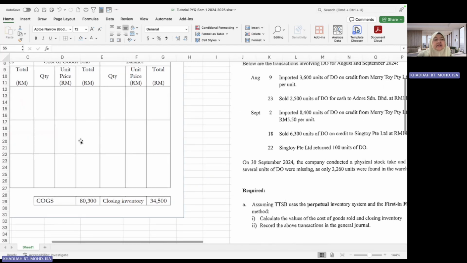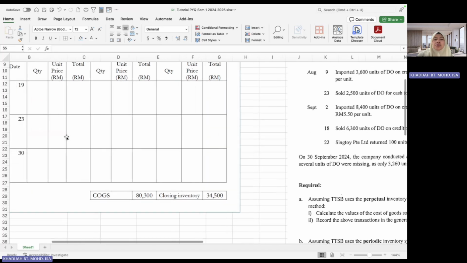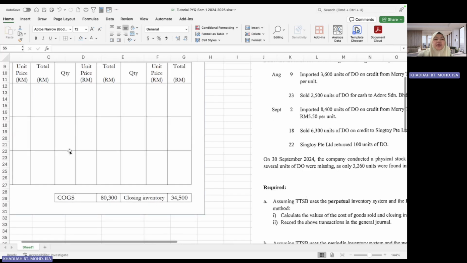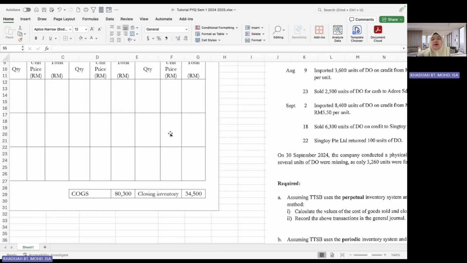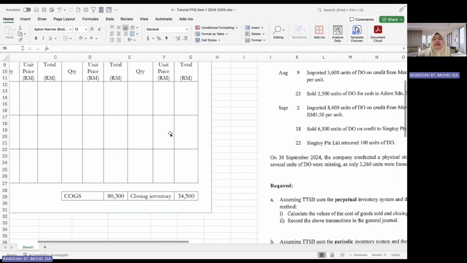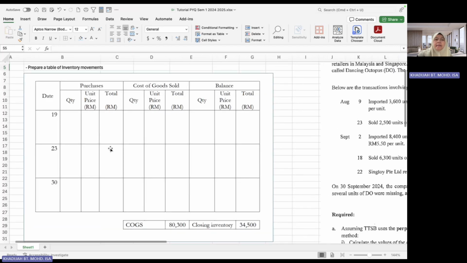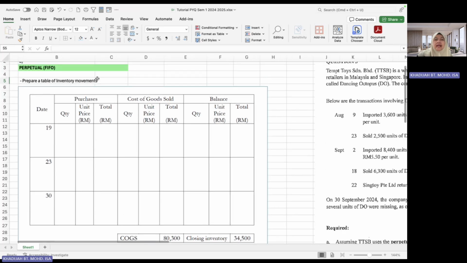Then you have to decide what the unit price for the goods sold will be. I believe that, because you only have the first 3,600 purchased at 6, the 2,500 units sold are at 6 ringgit also. So you have to put in the balance of how many more: 1,100 units balance at 6 ringgit per unit. So you are going to draw this table for your perpetual under FIFO.